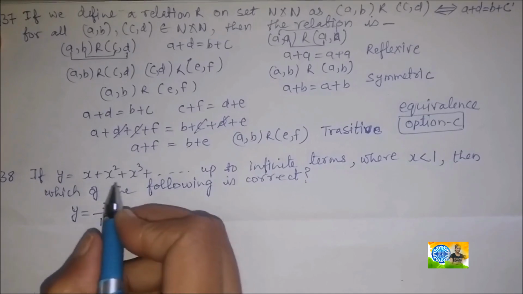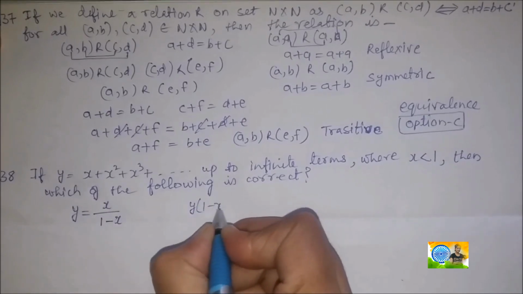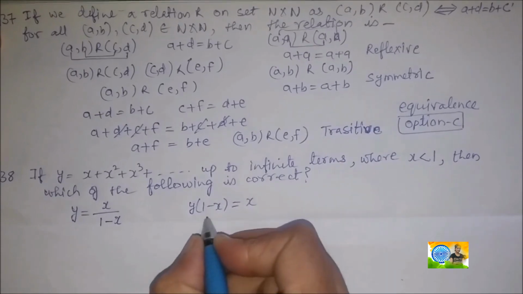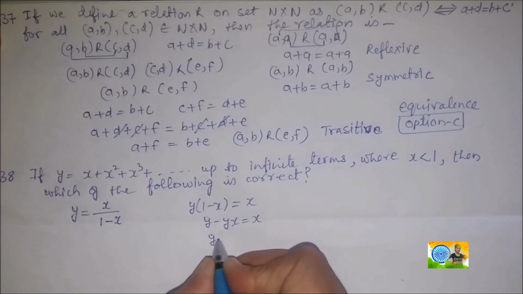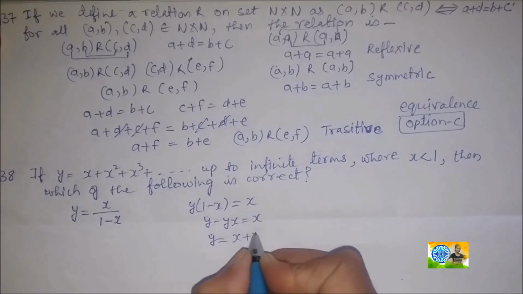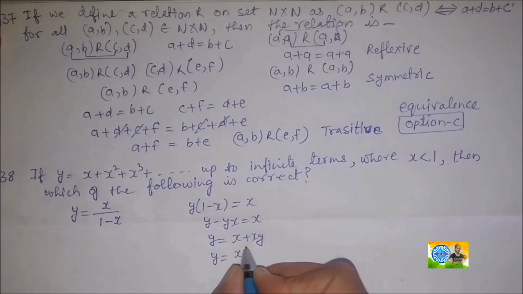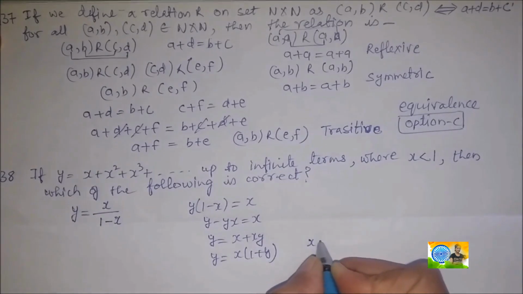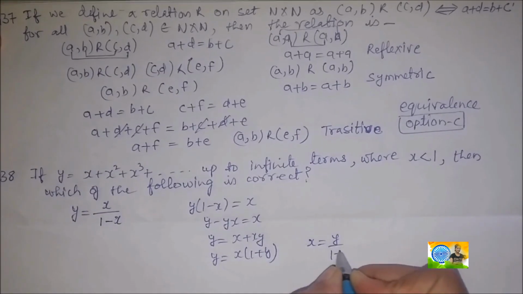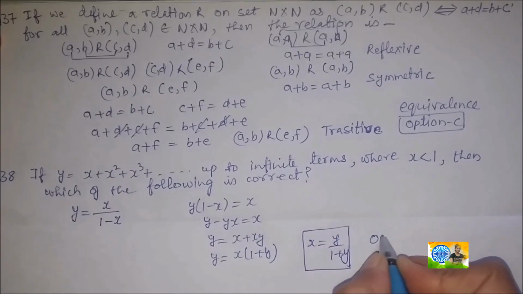R is the common ratio. Common ratio here is x. This gives me y into 1 minus x is equal to x, or y minus yx is equal to x, or y is equal to x plus xy, or y is equal to, if I take x outside, 1 plus y, or we can say x is equal to y upon 1 plus y. And this matches with option A. So option A is the correct answer.